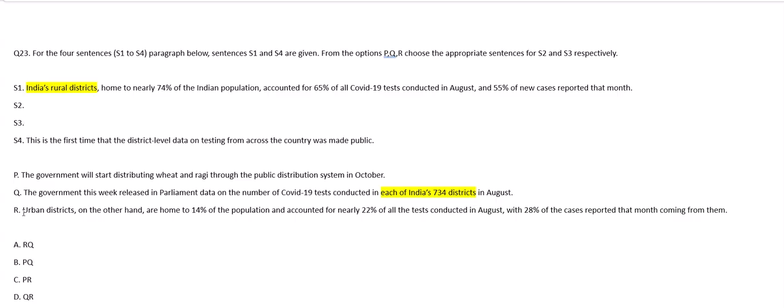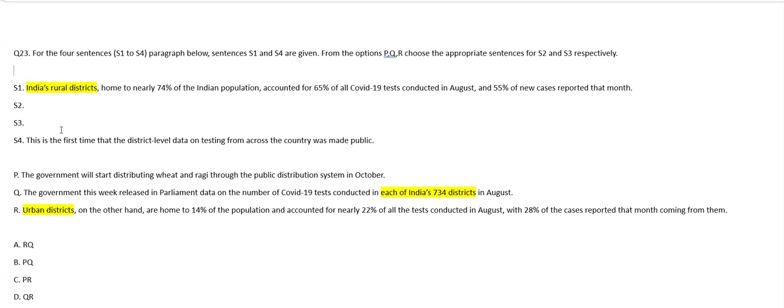Here you can see the sentence is discussing urban districts statistics, right? What is the first sentence discussing? Rural. What could be the second one? Urban. What is the third one? Total India's rural and urban, all the districts data. Third one. And this is the final conclusion. Hence, sentence one or Q.